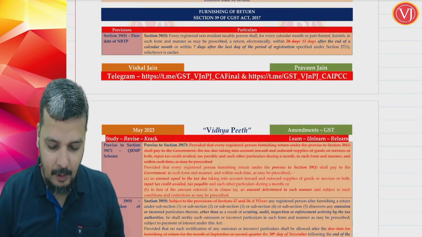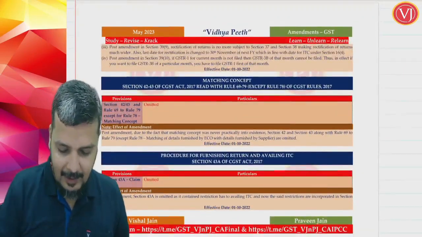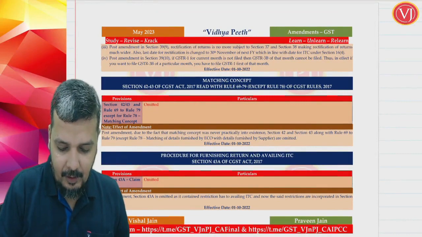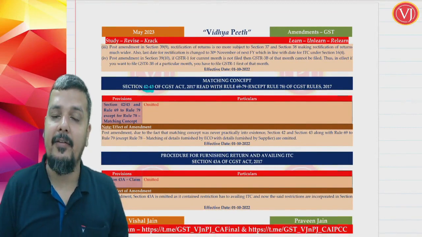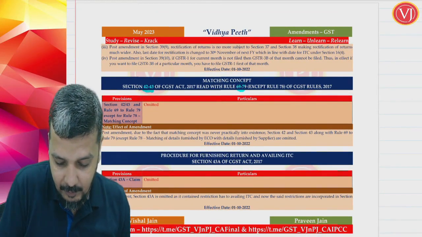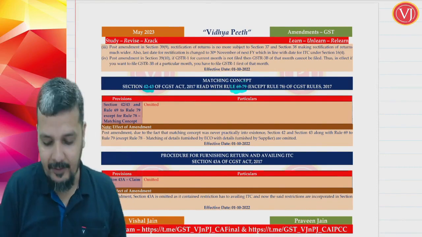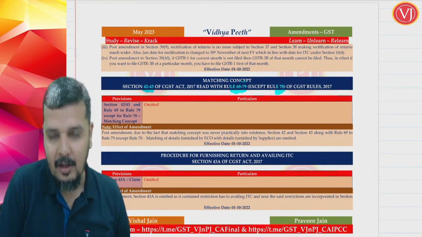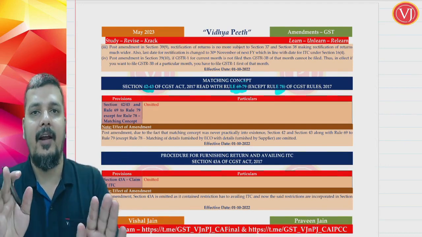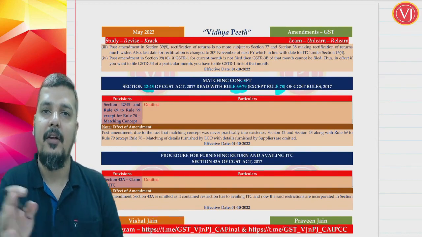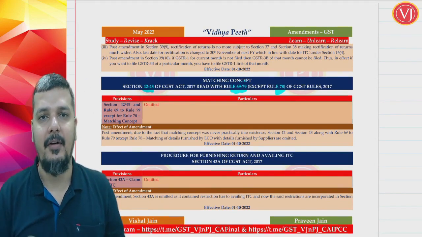So when you talk about provisions like the matching concept, which is given in section 42-43, and it is given in two sections, and it is given in rule 69-79, out of which all the rules are not important except for rule 78, which talks about matching of the details given by the electronic commerce operator and the supplier. That was there right from the beginning. It was happening, it is still there. So all the other rules starting from 69-79 except 78 are removed.